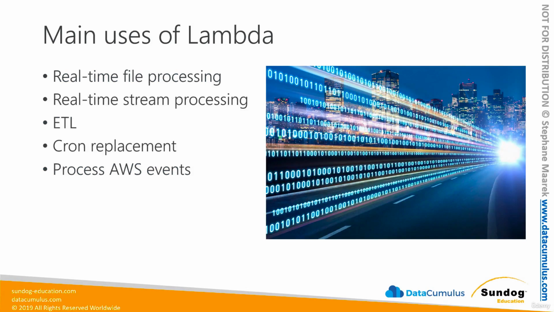So there are several main uses of Lambda. One is real-time file processing, so as new data is coming into S3 or some other destination within AWS, Lambda can be triggered and actually process that file however you want to. And that can include doing some rudimentary ETL, that's extract, transform, and load. So Lambda is just code. You can do whatever you want in there, and that includes doing ETL on incoming data.